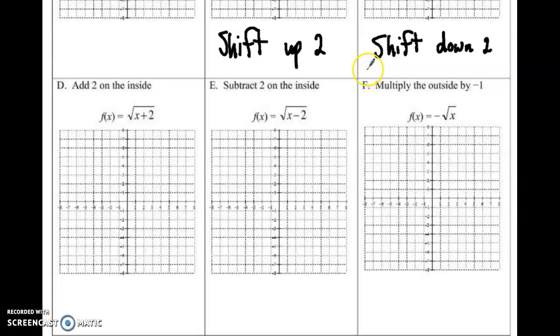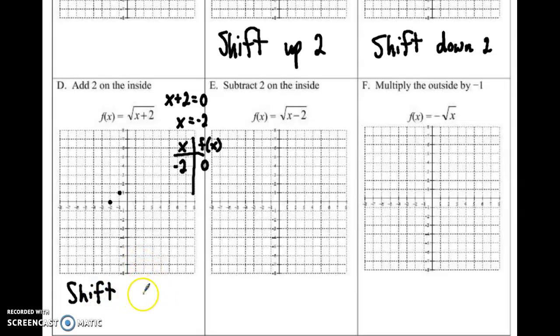So then what happens when we add inside? Well, what you could do, and I've taught it this way before, is I tell my students to write an equation like x plus 2 equal to 0, and when you subtract 2 over, you get x equals negative 2. So if you were trying to make a table of values, that's the number you want to start with. And the reason is when you plug in negative 2, you have to add 2 first, and you get 0, then square root 0, and you get 0. So this might help you understand why this is a shift, just like the other plus 1 and minus 1s, except now it's left 2.